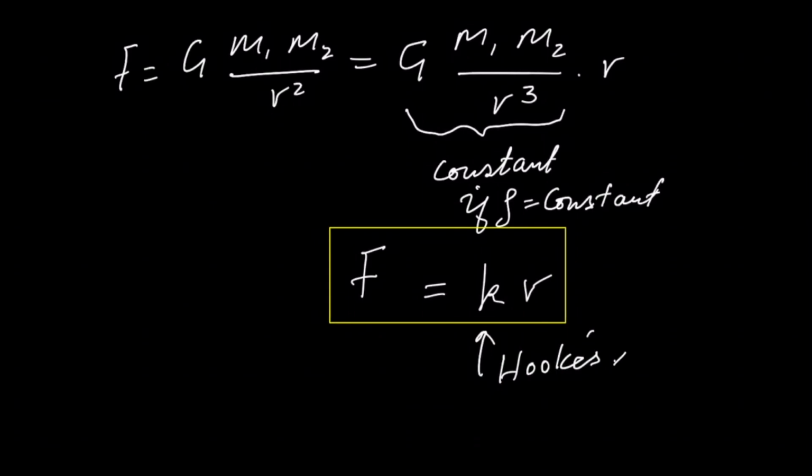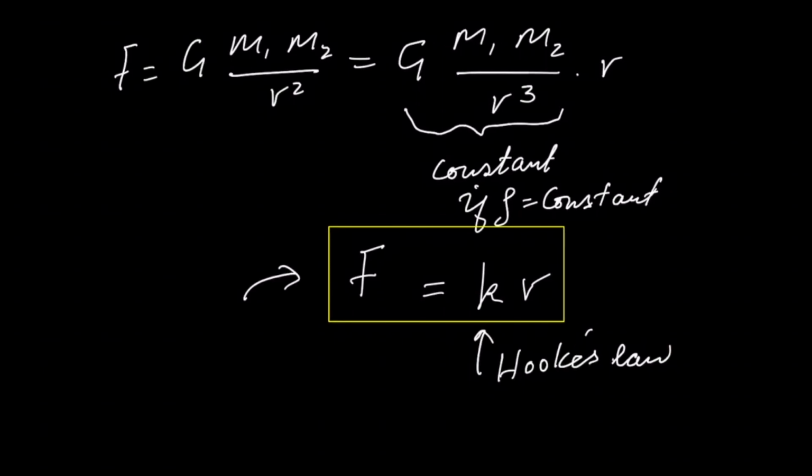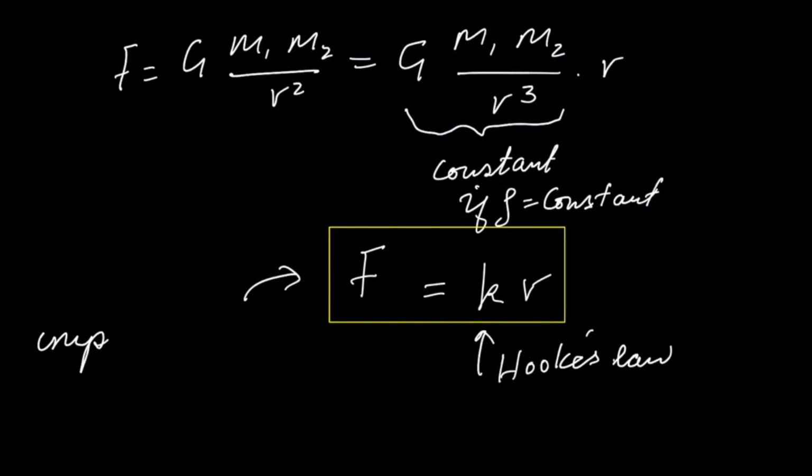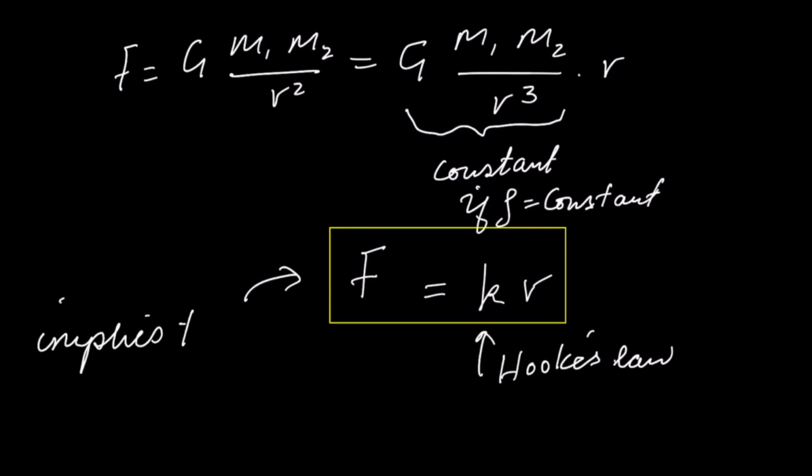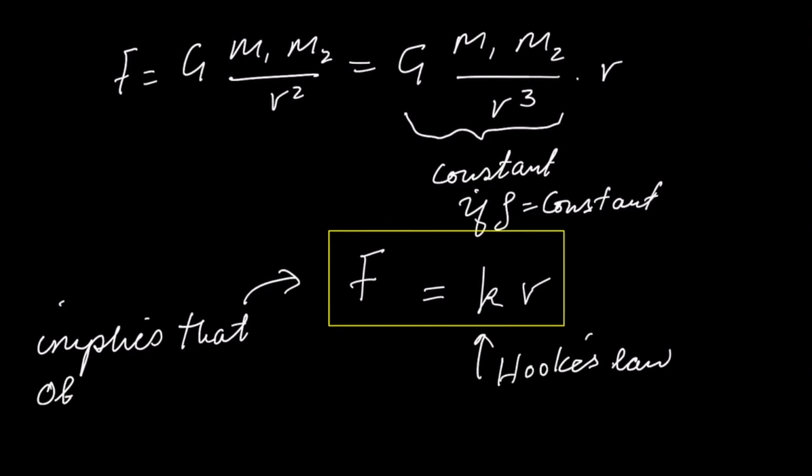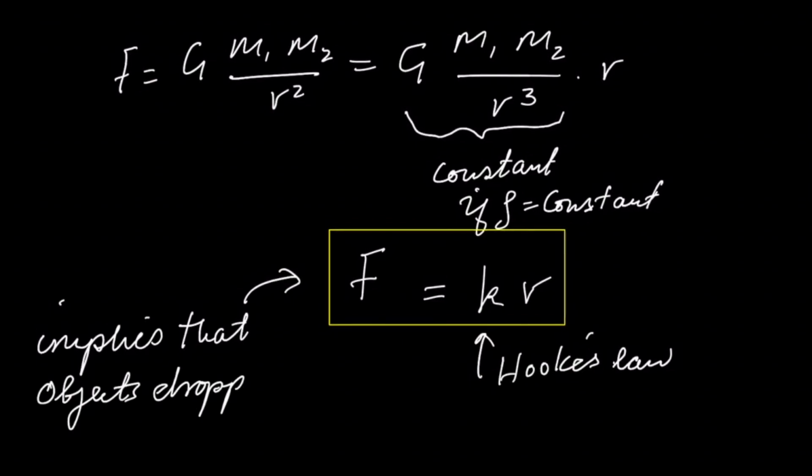Hooke's law is a law that normally applies to oscillatory objects. Now, what does it imply here? It implies that objects that are dropped through the Earth would oscillate. Think about that.